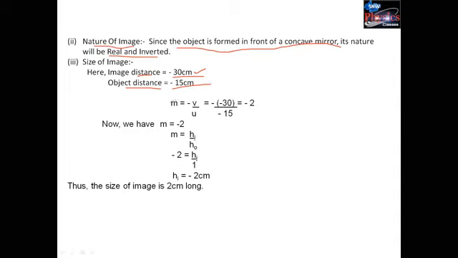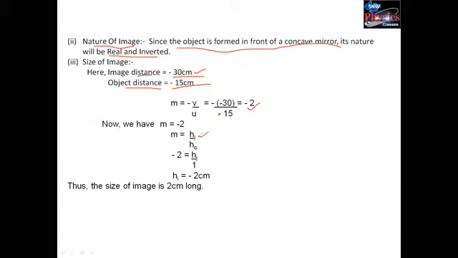According to the formula of linear magnification, we have m = -v/u, that is, minus into minus 30 divided by minus 15. This minus and this minus cancel out. So the linear magnification will be -2. As I told you earlier, magnification does not have any unit.